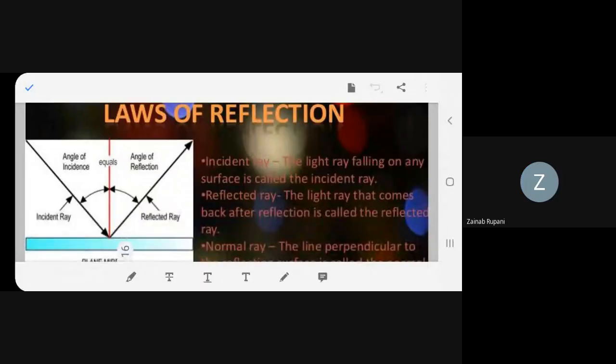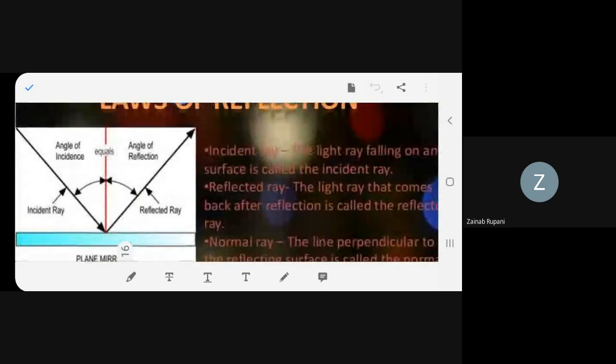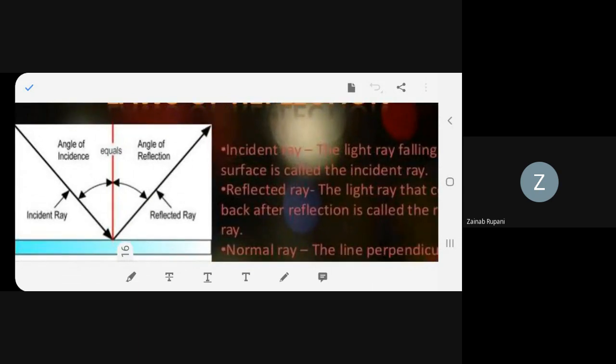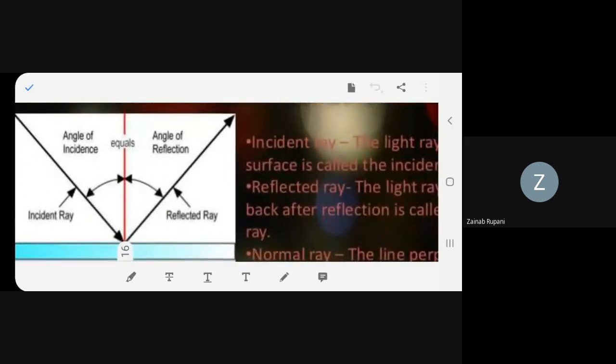Okay. So here is just a revision. We have already done that. With this picture, I'm trying to show you the parts of reflection.